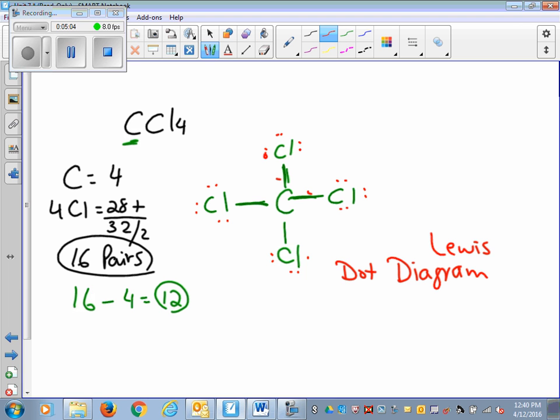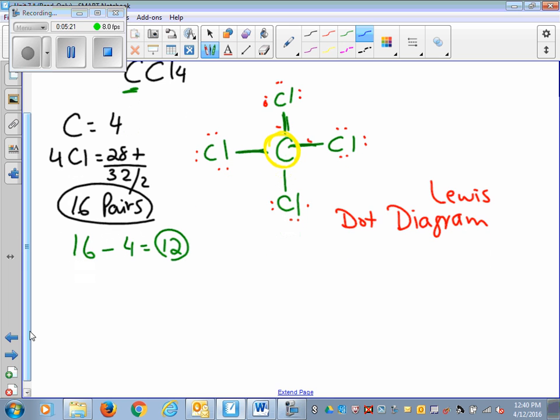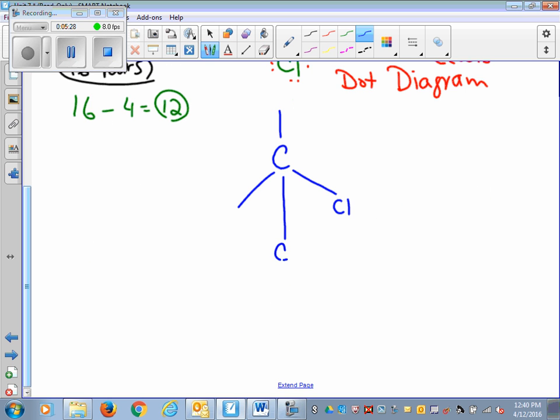Now if I ask you to write down the geometry, what is the shape of this? How do we decide? I look at my central atom and find out how many bond pairs and lone pairs it has. My central atom has 4 bond pairs and 0 lone pairs. If a central atom has 4 bond pairs and 0 lone pairs, the shape is going to be tetrahedral.